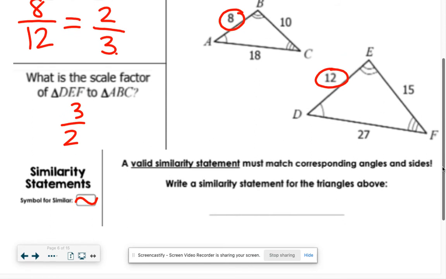And now we can write a similarity statement. So we could say triangle ABC is similar to triangle, and now we match. What does A match? What does angle A match? D. B matches E. C matches F. Right, you're just looking at your arc marks. D has 1, A has 1, and so on. Is that okay? Okay, let's practice using a similarity statement then.